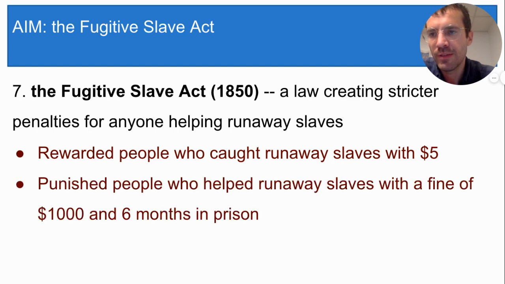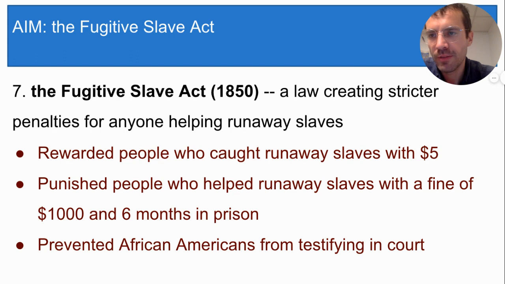Second, the Fugitive Slave Act punished anyone who helped runaway slaves escape by giving them a fine of up to $1,000 and a prison sentence of up to 6 months. $1,000 was a lot of money back then. So basically, anyone trying to help fugitive slaves, those are runaway slaves, would now be punished as a criminal, and anyone involved in the Underground Railroad could face a heavy fine or prison sentence. This infuriated abolitionists and led to a lot more tension between North and South.